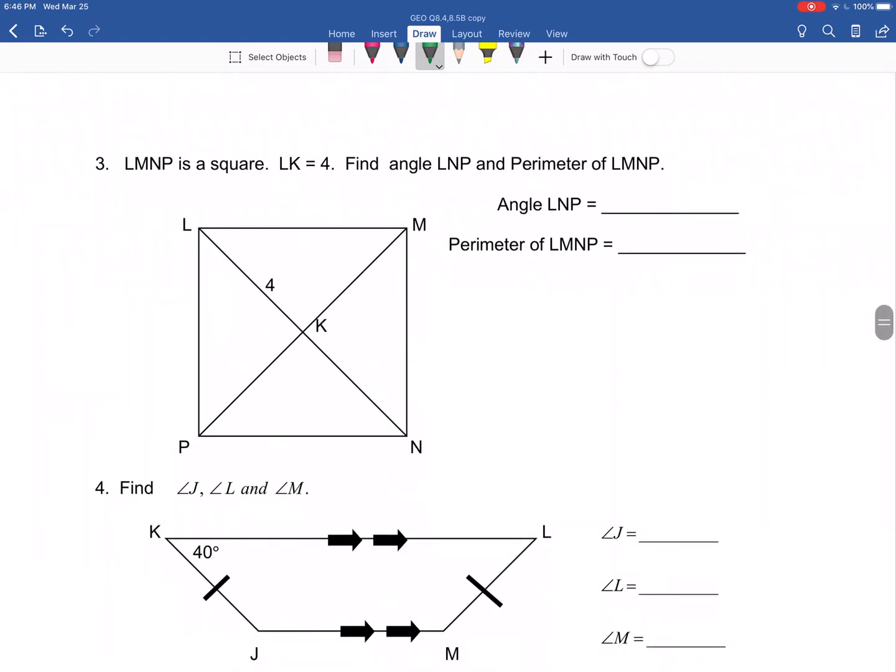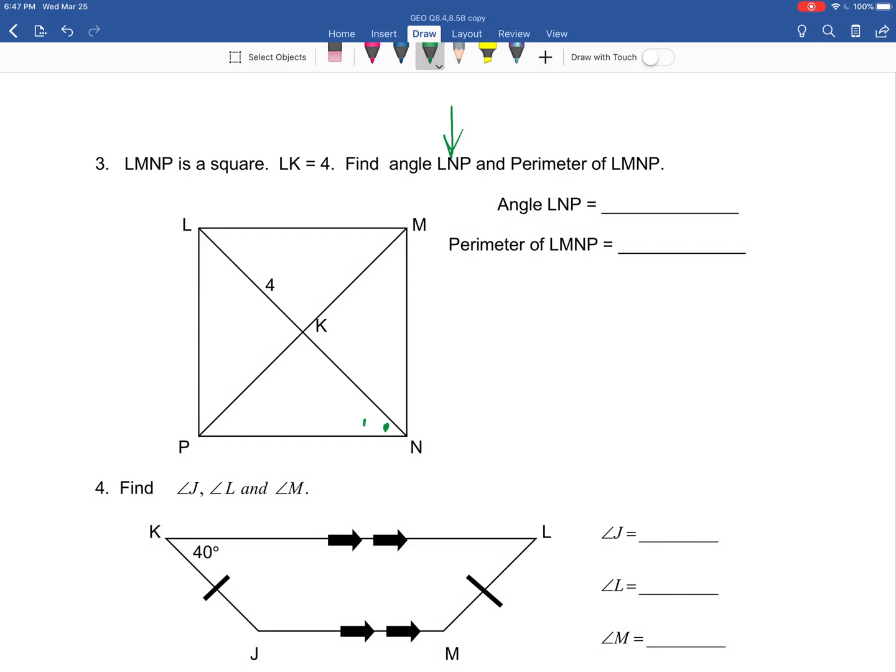Okay, we've got a square. What do we know about a square? Let's see, what do we know about this one? LK is 4, good. Find the angle LNP. First of all, LNP, remember, it's always going to be at the middle, so it'll be at N. LNP, they're looking for that angle. When you draw the diagonals in a square, what happens?